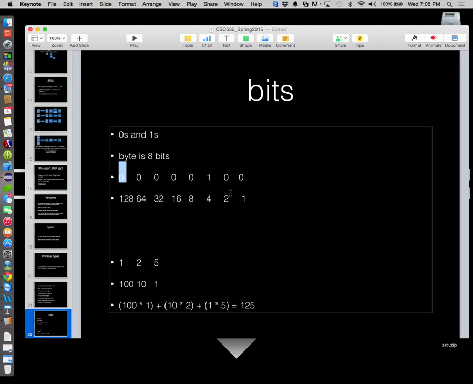Does 256 sound kind of familiar to you? We've had 256 megabytes of memory, 256. Well, our computers are based off of powers of 2, because everything our computer speaks is machine language, which is zeros and ones, binary.